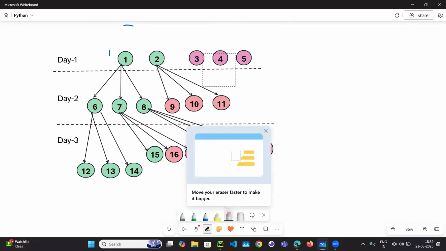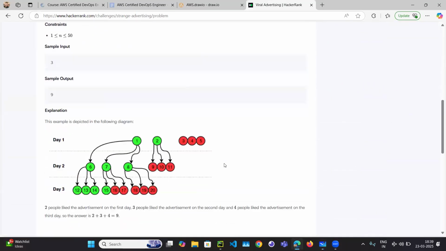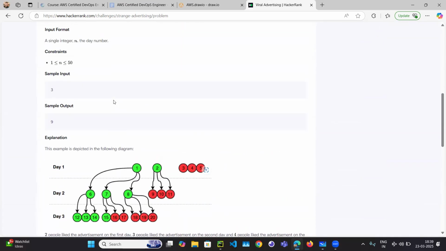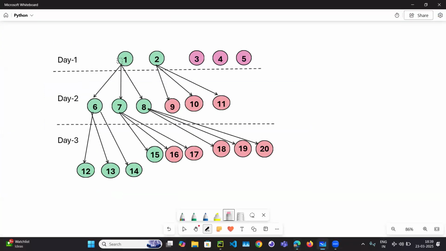So the answer is 9. It's a straightforward question, not a very tough question. So what we have to do is, this is the diagram as well, and the sample input is 3 and the output is 9. Similarly, sample input is 3. 3 means for how many days we have to calculate, and what is the output.